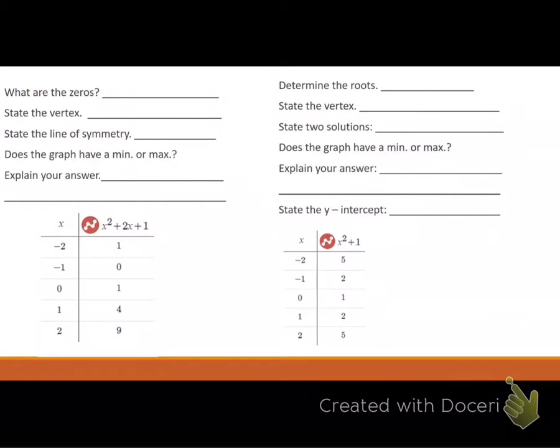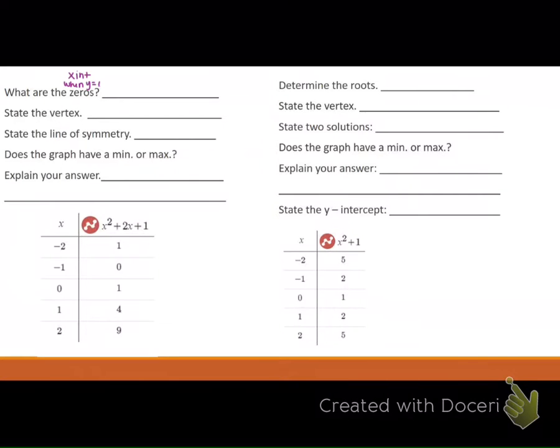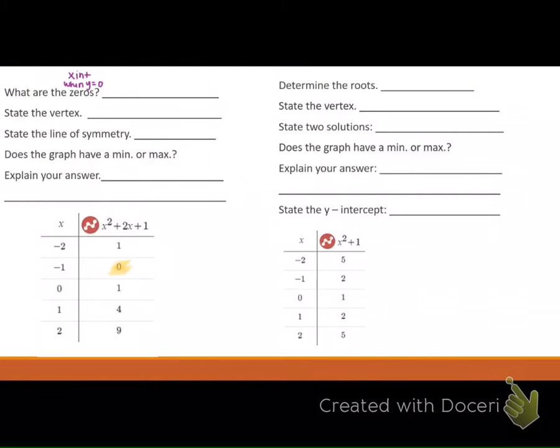What are my zeros? So remember, the zeros are when you're looking for the x-intercept, which is when y equals 0. So when does y equal 0? At negative 1, 0. We typically have 2. Is that my vertex? Is negative 1, 0 my vertex? No. Is there symmetry around that? Yeah, it is the vertex.